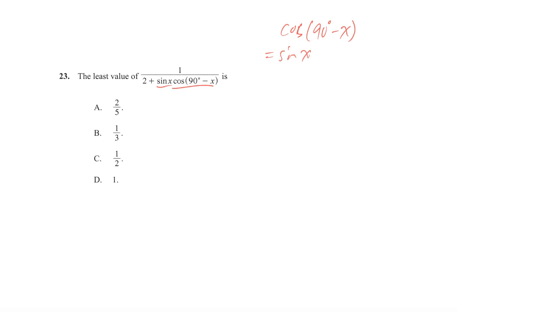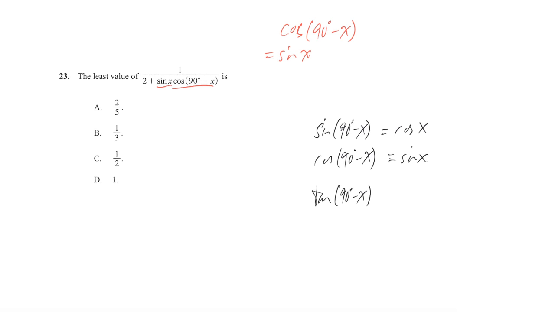Let me tell you a little bit more. Sine of 90 degrees minus x is equal to cosine x. Cosine of 90 degrees minus x will give you back sine x. And for tangent, tangent of 90 degrees minus x will become the reciprocal of tangent x. If you don't remember that, then it's impossible for you to solve it.